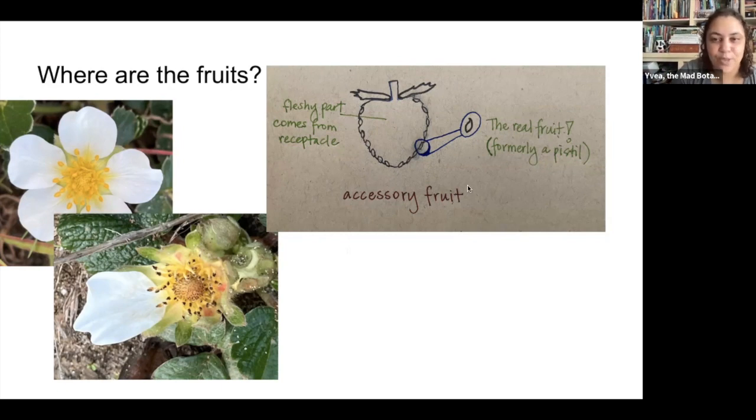And again, the vocab doesn't matter so much. It's more just about knowing how it works, that we have our fruits on the outside.